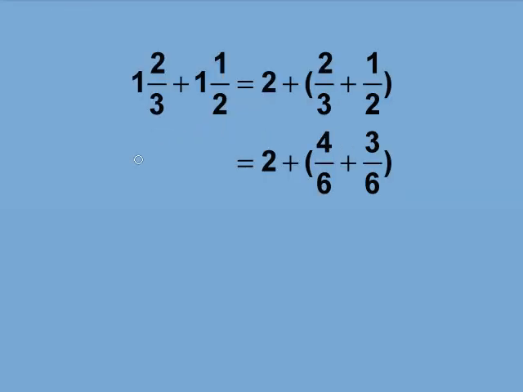Going back to the original addition statement, here we have the whole number parts combined, and here are the fractional parts. We get a fraction sum of 7/6, which is an improper fraction. The mixed number equivalent of 7/6 is 1 1/6. This results in a total sum of 3 1/6. Let's look at another example.